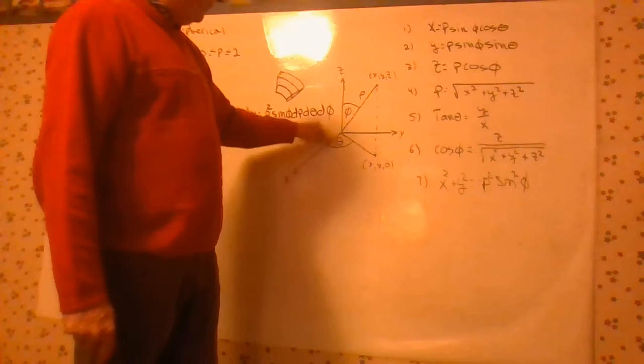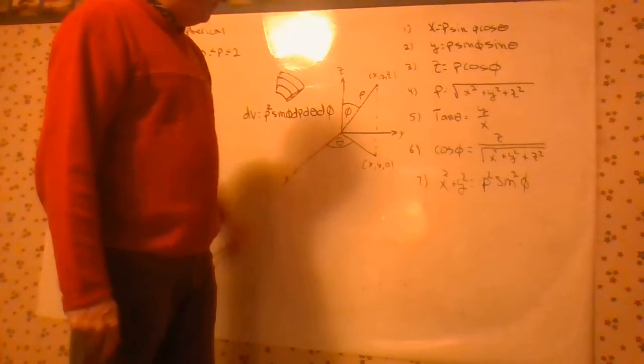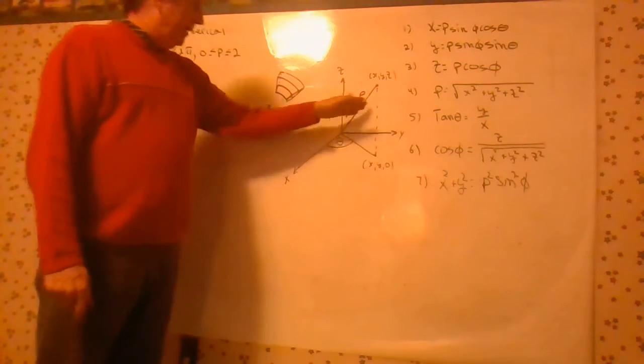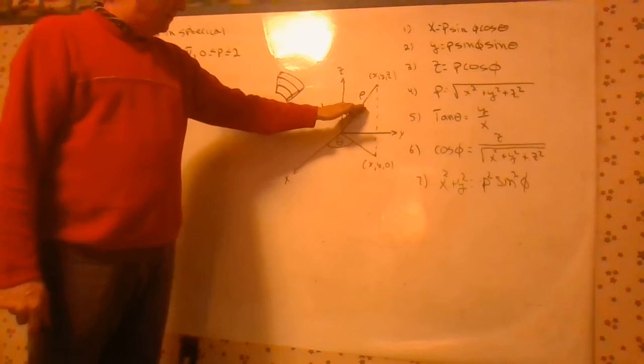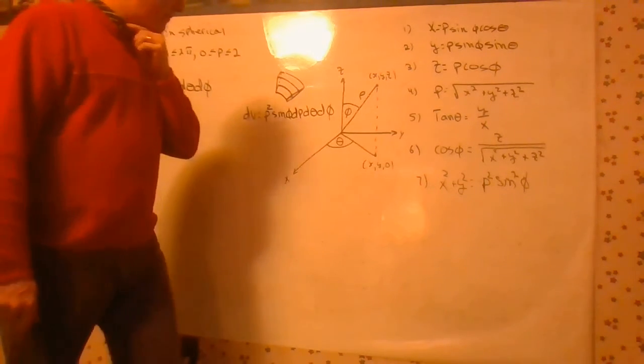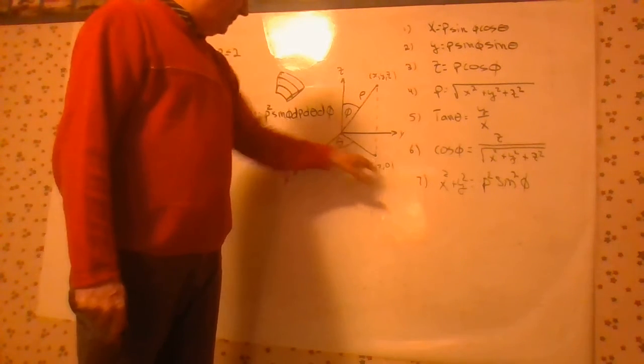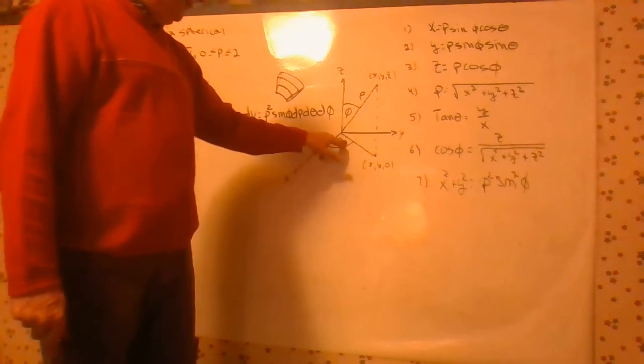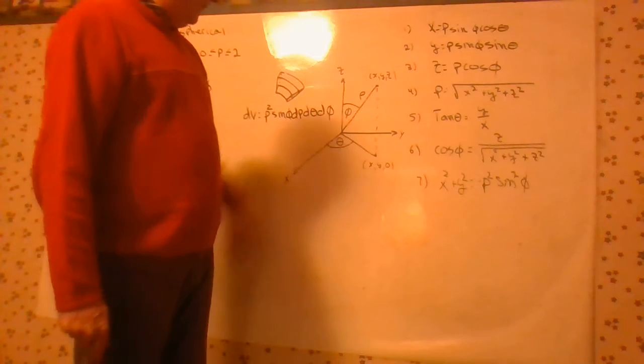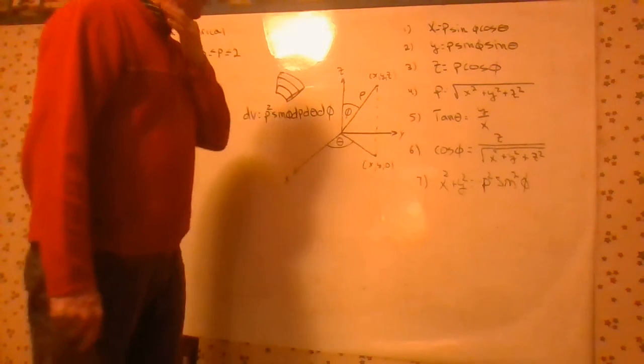Rho is the distance from the origin to a point. Phi is the angle this line segment makes down from the z-axis. And here, project this point down to the xy plane to (x, y, 0). Theta is the polar theta. It's a counterclockwise angle over from the x-axis.